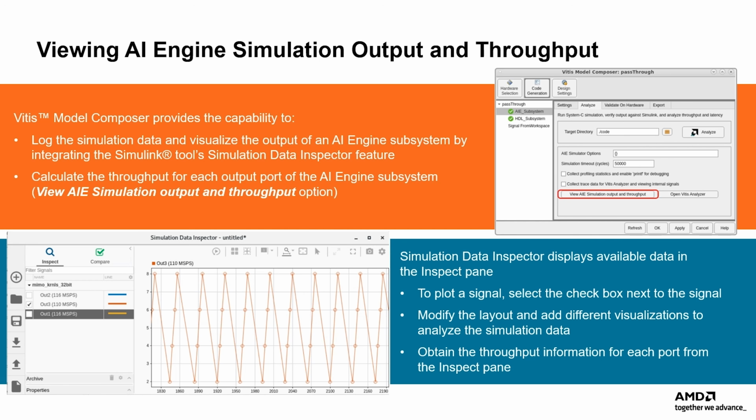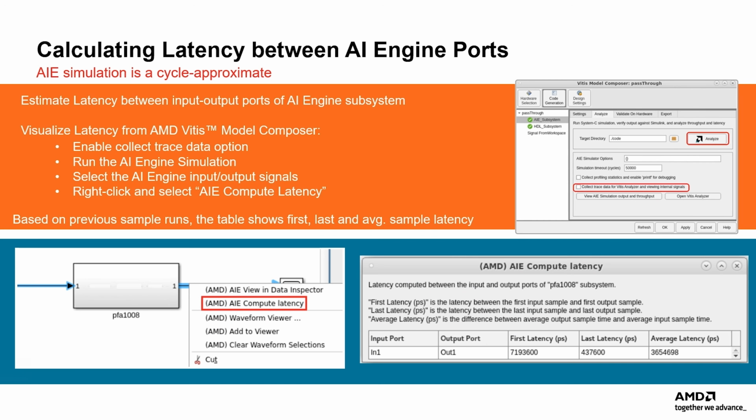You can also obtain the throughput information for each port from the Inspect pane. If required, you can reopen the Simulation Data Inspector by clicking the Simulation Data Inspector icon from the Simulink Editor toolbar. The AIE simulation is a cycle approximate simulation, which means it can be used to estimate the latency between input and output ports of the AI Engine subsystem.